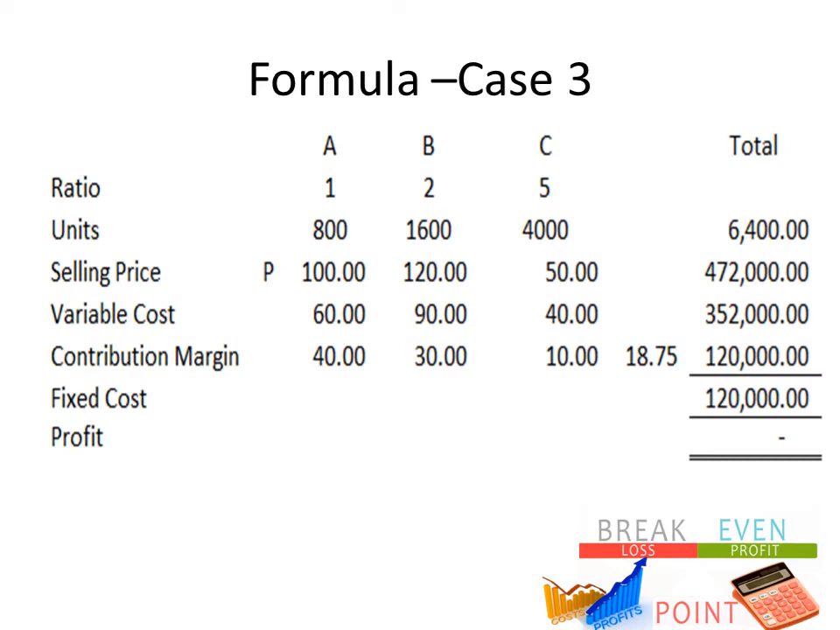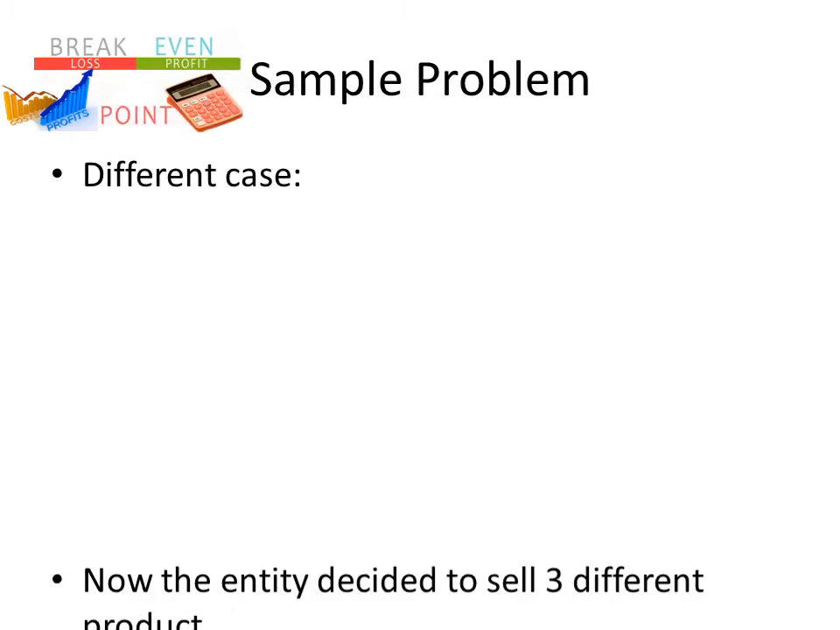Okay? So, what do we do now? We just multiply it by its selling price and then variable cost. So, when we total the selling price, we will be able to get 472,000. For variable cost, when we total it, that would be 352,000. And when we deduct it, that is 120,000. So, therefore, our break-even in units is 6,400. And per product, the break-even for A is 800, for B, 1,600, and for C, 4,000. Okay? So, let's try another example.